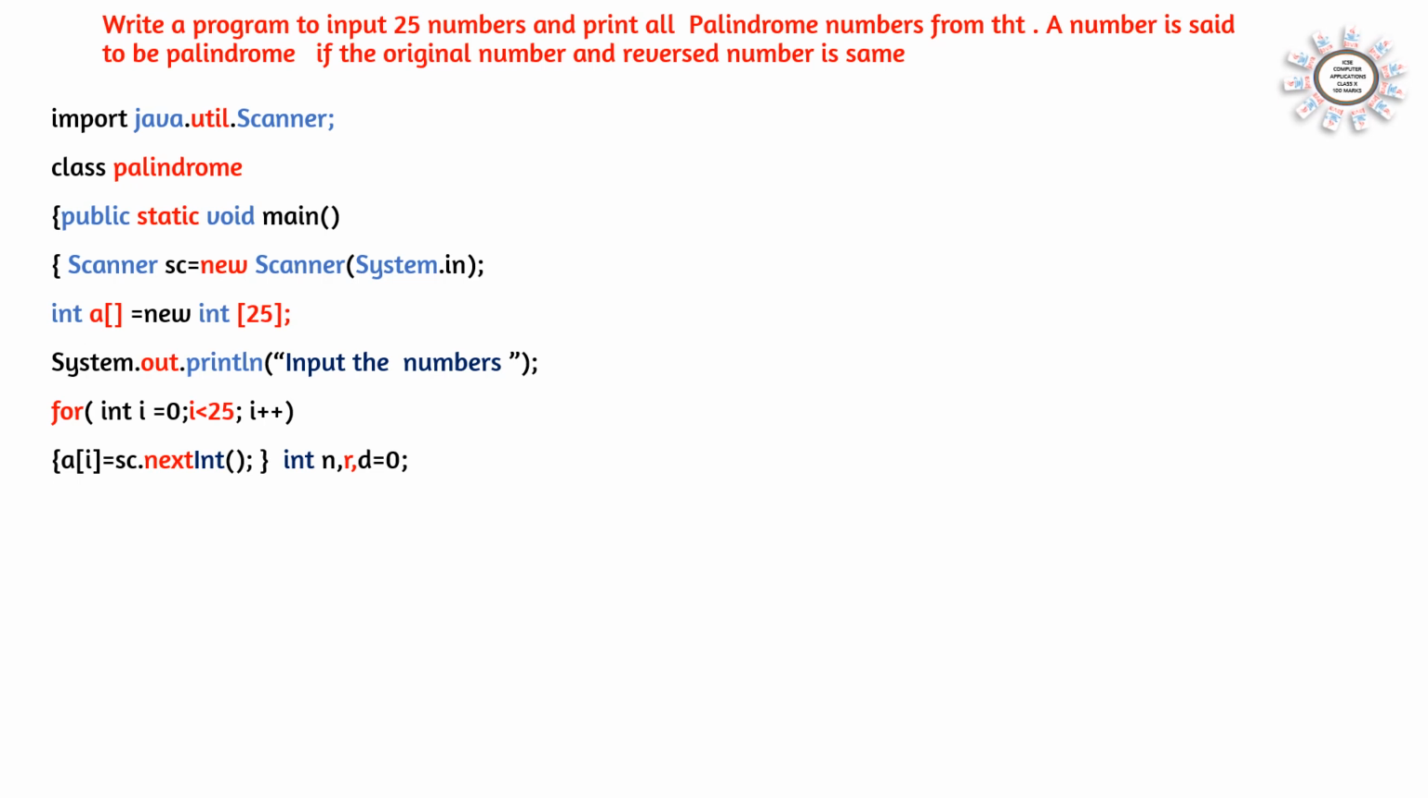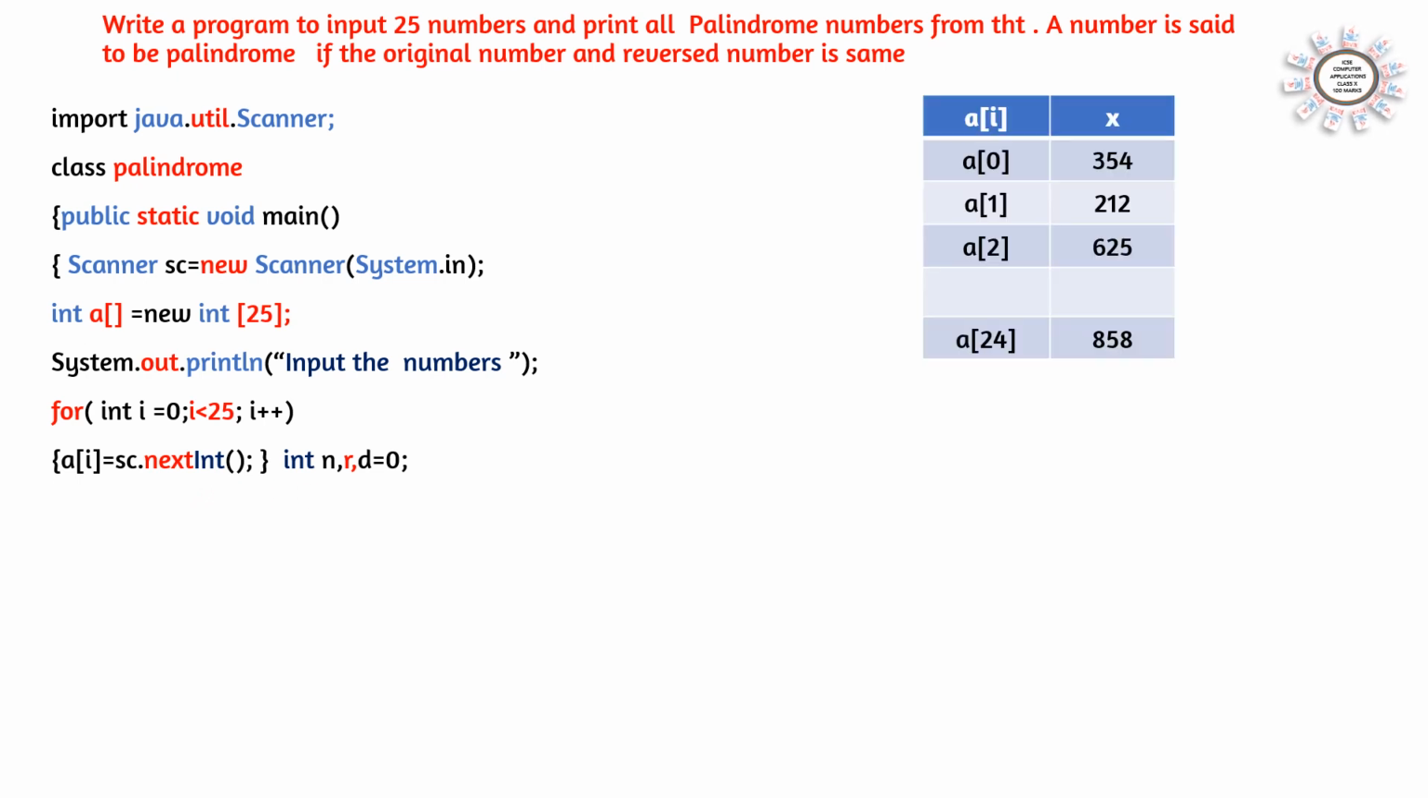So start the program. Here accept the variables, declare the class name till scanner class it is same. Just change the class name and then declare the array which can store 25 numbers. int a is equal to new int 25 and accept the number. Here we are accepting i is equal to 0, i less than 25, i plus plus and a of i. That means a0, a1, a2 up to a24. a of i is equal to sc dot next int.